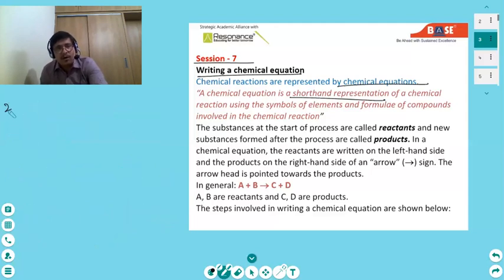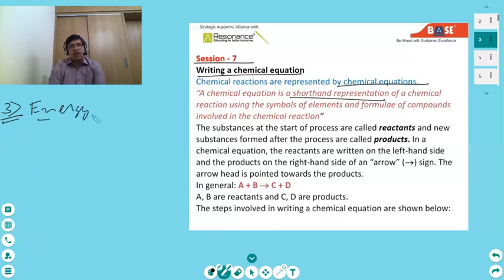Third, what I want to discuss in this part is your energy content, which is known as energetics. Suppose I have a reactant which is giving product.